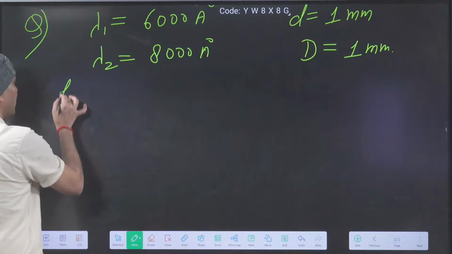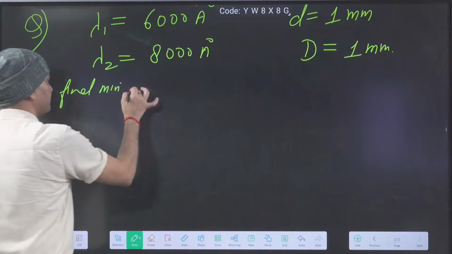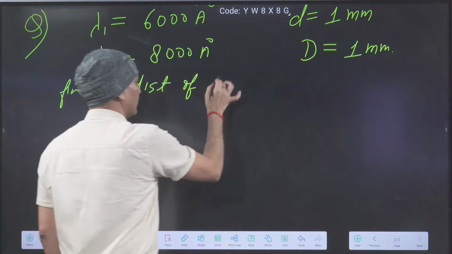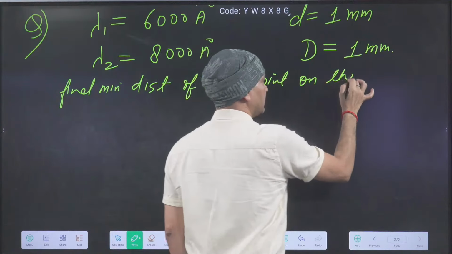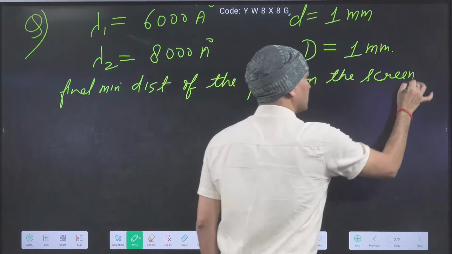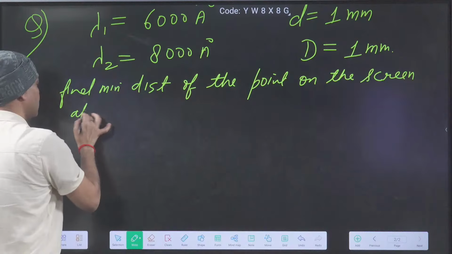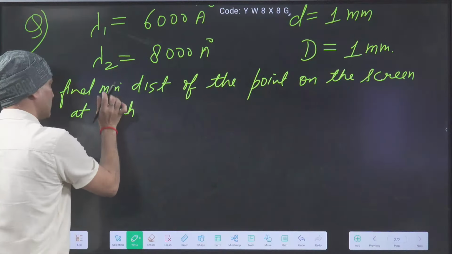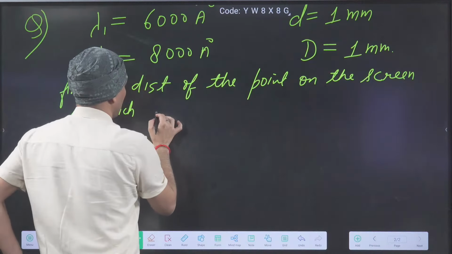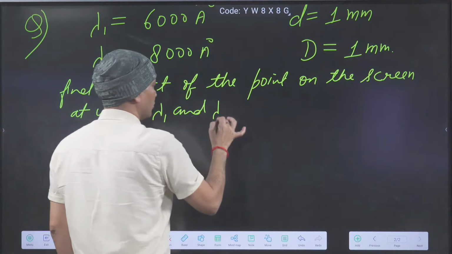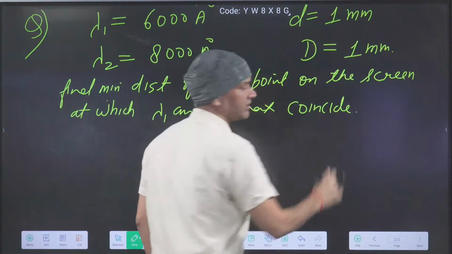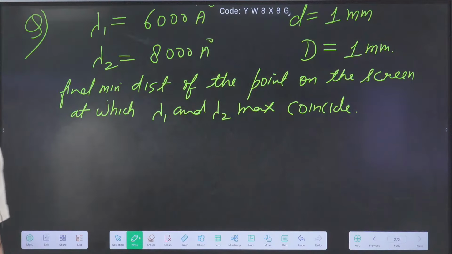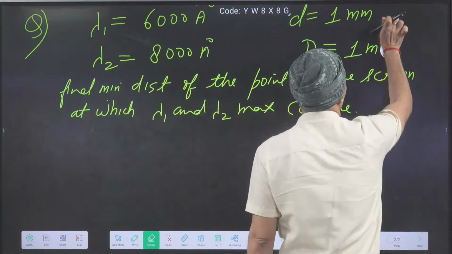So find the minimum distance of the point on the screen at which the lambda 1 and lambda 2 maxima coincide, or they will say bright fringes coincide. Okay, minimum distance. Capital D is 1 meter.